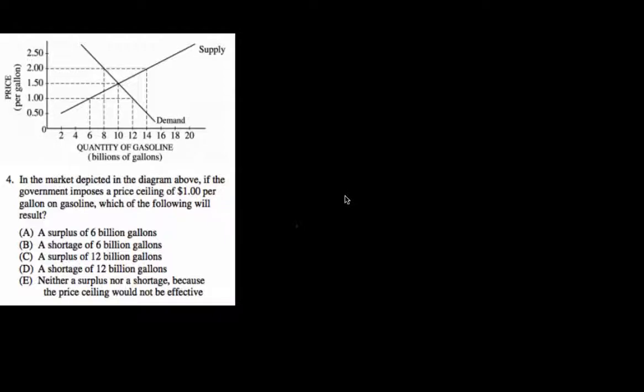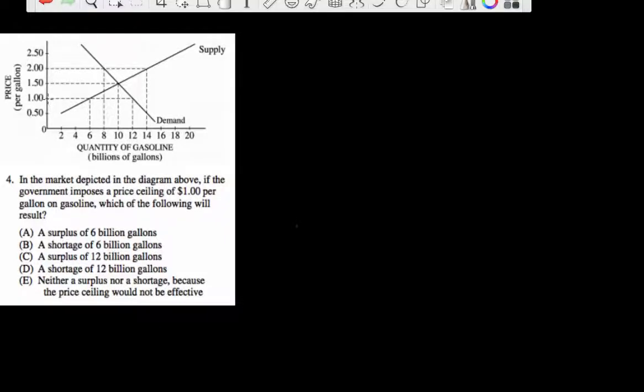In this problem, it says, in the market depicted in the diagram above, if the government imposes a price ceiling of $1 per gallon on gasoline, which of the following will result? So the key to this problem is that we have a price ceiling, right? Price ceiling means that you cannot sell above that amount. So let's go to the $1. And let's try to make a line here at $1. And there you go. That shows you the price that you cannot sell above.